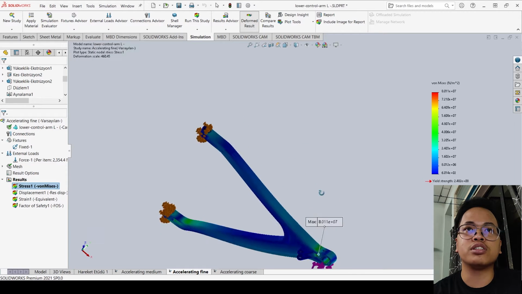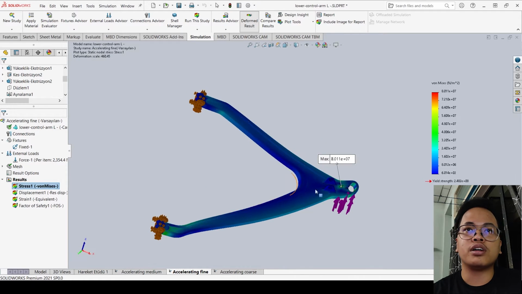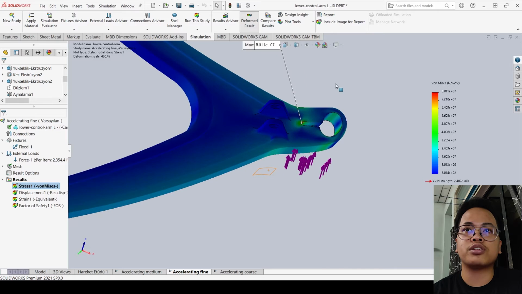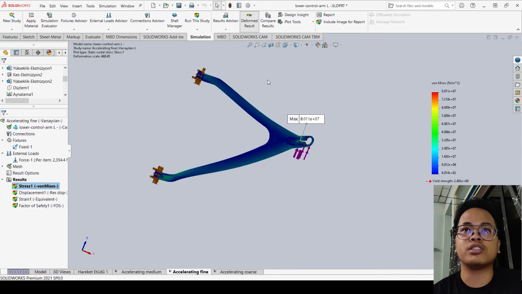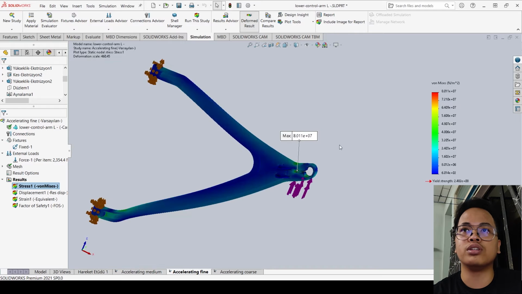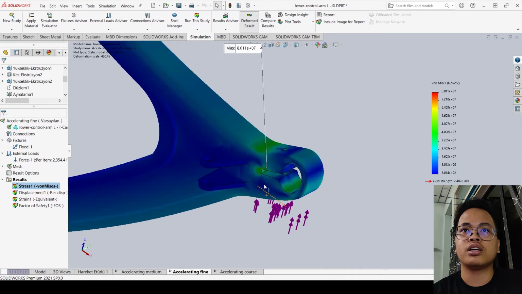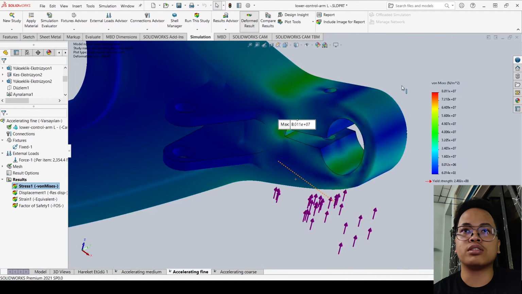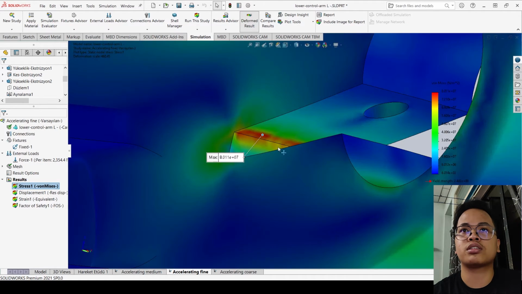As shown here, this is the von Mises plot. From the plot, it can be seen that most of the lower control arm is lower than the maximum stress, and the maximum stress occurs around here at the joint with the knuckle, and it is around 80 megapascals.